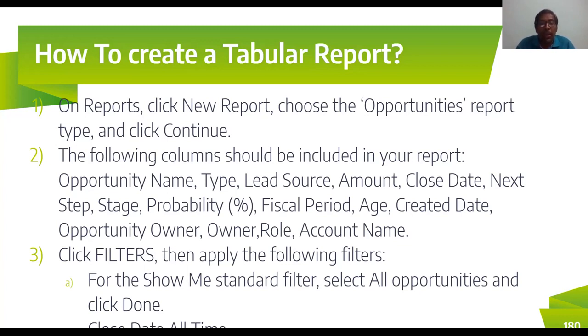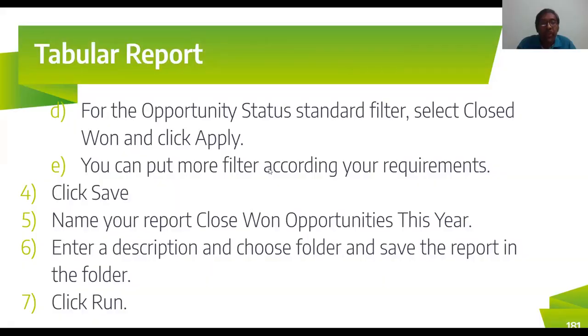And then after that, you have to click on filters. In the filters, for the show me standard filter, select all opportunities, and for close date select all time. And for the opportunity status standard filter, select closed and click apply. You can put more filters according to the requirements. Now we will close the filters and click on save. Name your report as closed opportunity for this year, right? Enter some description if you have, choose the folder where you want to save, and click on the done button.